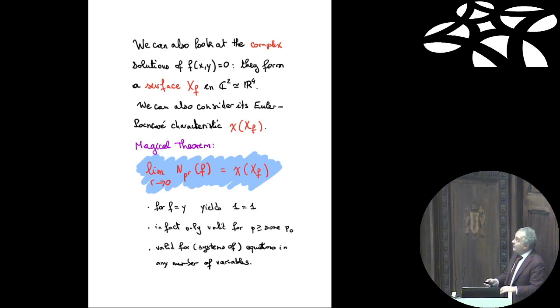In fact, this magical theorem is not valid for all p's. It's only valid for almost all p, in the sense of for all p's except a finite number of them. And it's also valid for systems of equations in any number of variables, if you extend the definition of the Euler characteristic.